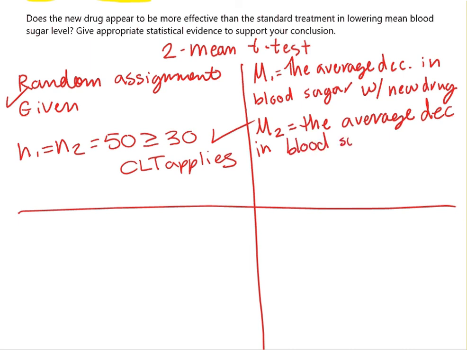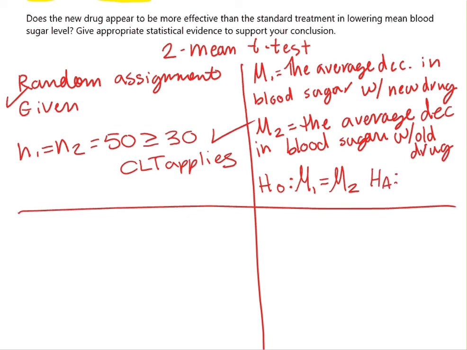Now, this is where it gets a little bit tricky. The HO and the HA, you need to be really careful when you're defining them. When I'm running a 2 mean, the HO is always the easiest. You want to say that mu1 is equal to mu2. Essentially, there's no difference between the two drugs. Now, for the alternative hypothesis, though, we want the new drug to be more effective than the old drug. Otherwise, we wouldn't push it. So here, that would be mu1 is greater than mu2. Okay. So now, as we're doing this, I want you to be extra careful about what you're typing in the calculator. Okay.